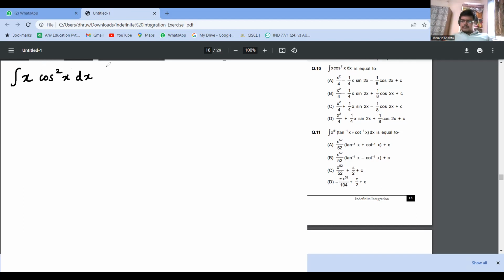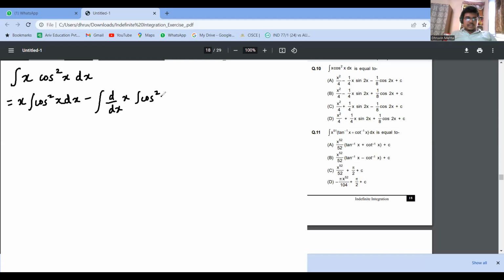Arush, you are saying something? No. Solve this guys by UV rule. At one stage you will be stuck. I'll help you at that stage. First use the formula. So guys, check this. Are you getting x integration cos square x dx minus integration of derivative of x into integration of cos square x dx?